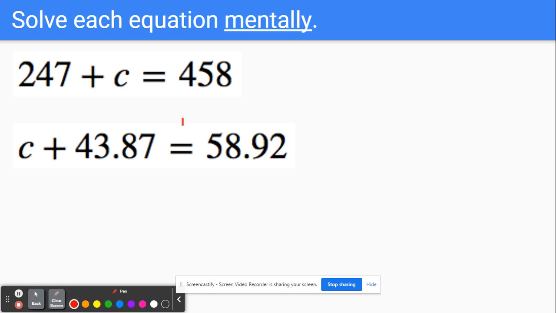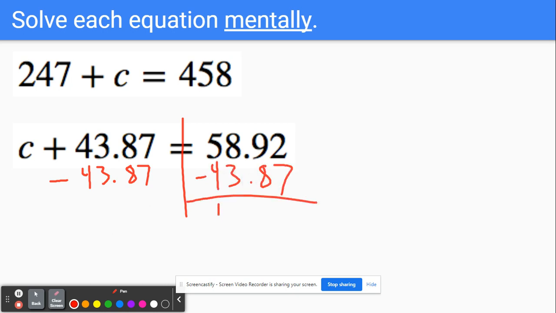All right, so I draw my line. I know I have plus 43.87, so I have to do the inverse of addition, which is subtraction. So I'm going to subtract 43.87. If I subtract it from this side, I subtract it from the other side, and I am left with 15 and 5 hundredths. All right, we're going to skip the next one.